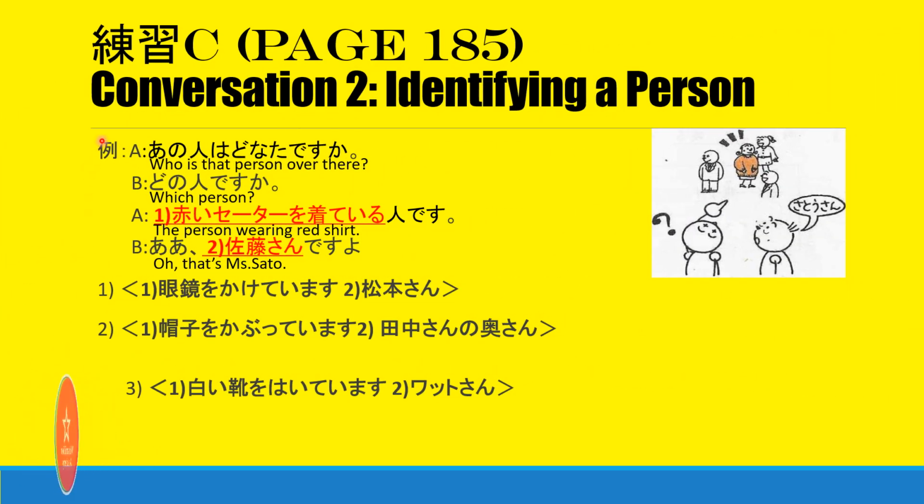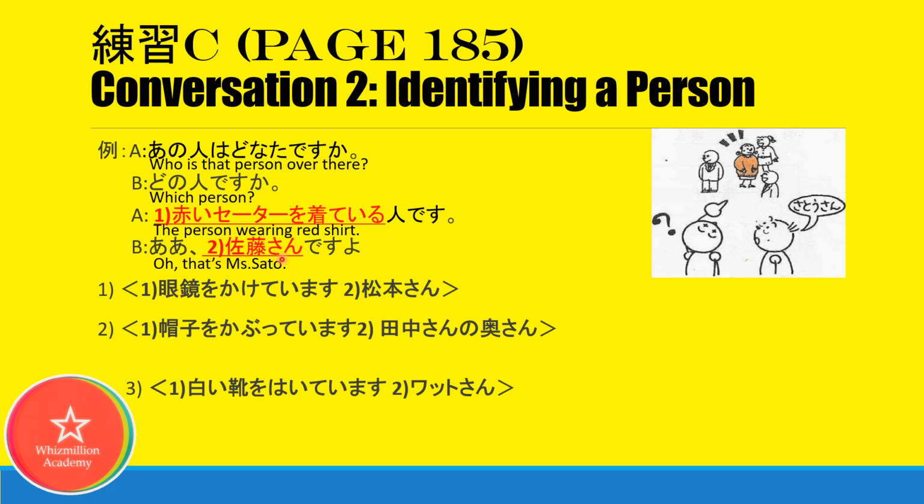For conversation number 2, we are using modified noun to identify a person. This is also a conversation between A and B. A and B are observing a group of people over there. あの人はどなたですか? Who's that person over there? どの人ですか? Which person? 赤いセーターを着ている人です. The person wearing a red shirt. ああ、佐藤さんですよ. Oh, that's Miss Sato.